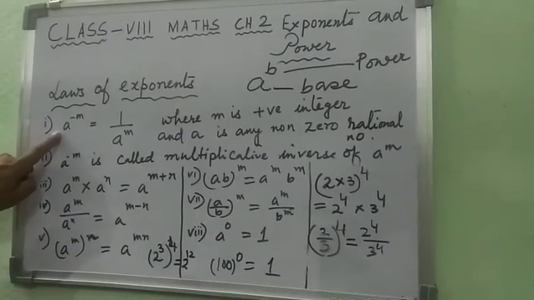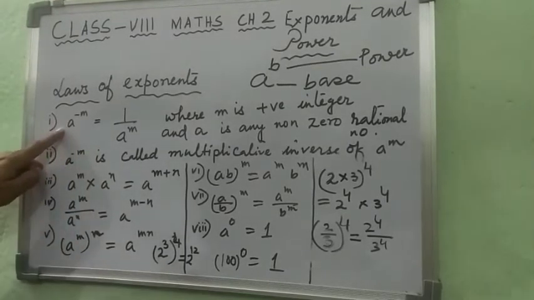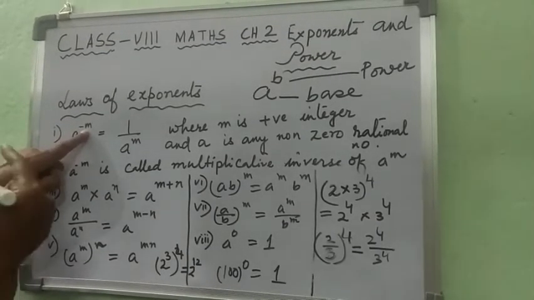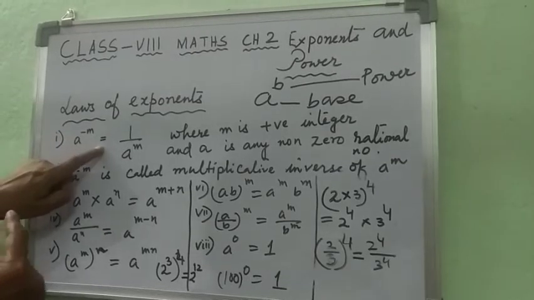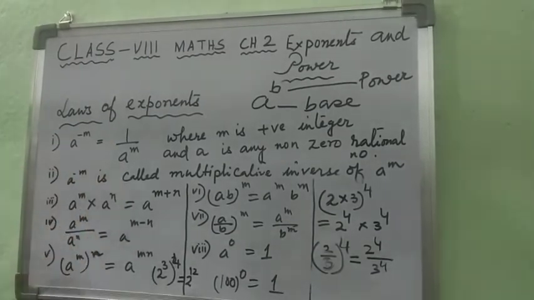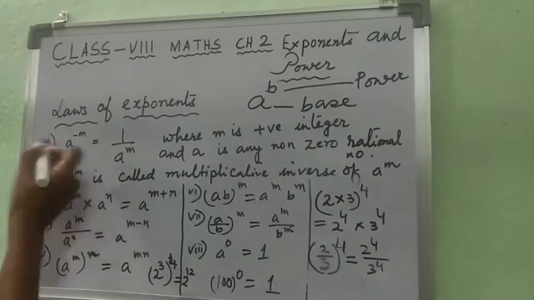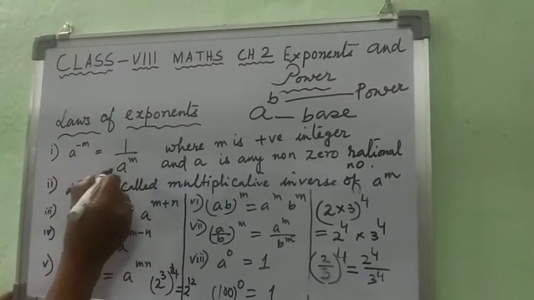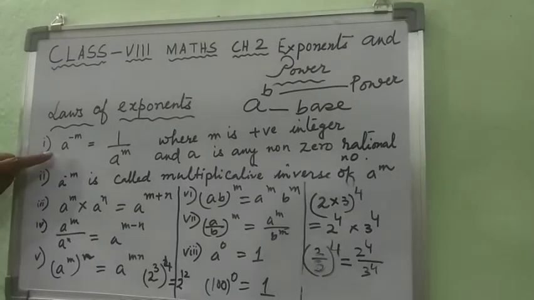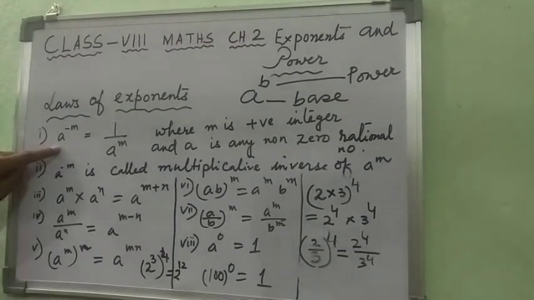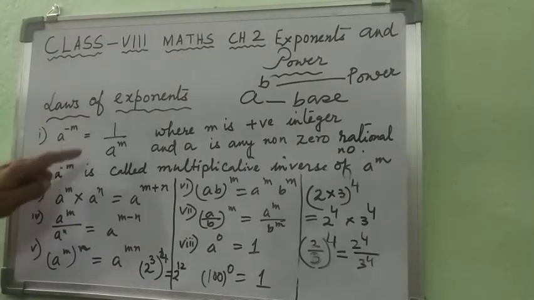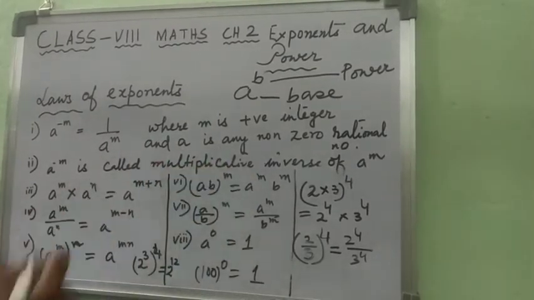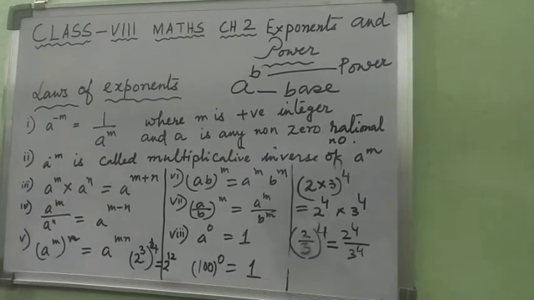Now here you see, in the first question I have written a to the power minus m. Now a is the base, and the power is minus m. Power is m and it is a negative power, so we have to make it positive. Then we can write the reciprocal of the number: the reciprocal of a to the power minus m is 1 by a to the power m. Therefore we can say in the first law of exponent, a to the power minus m equals 1 by a to the power m, where m is a positive integer and a is any non-zero rational number.